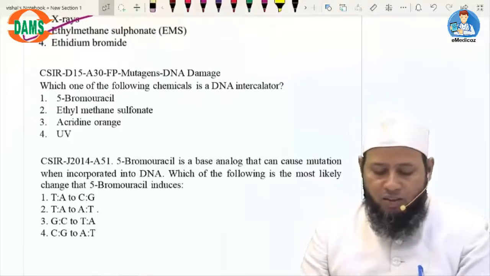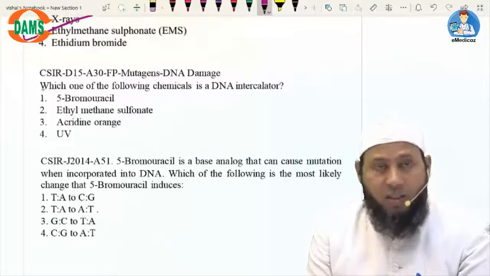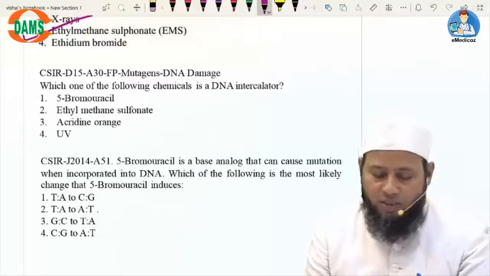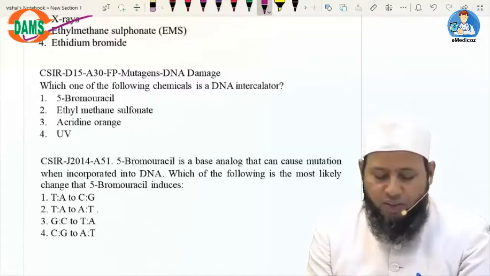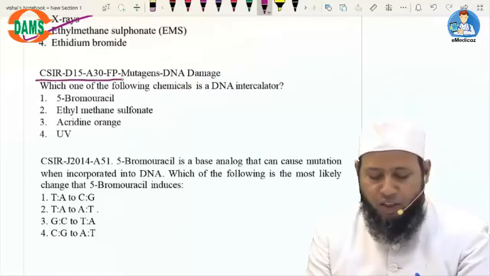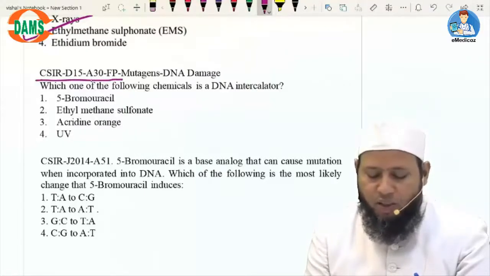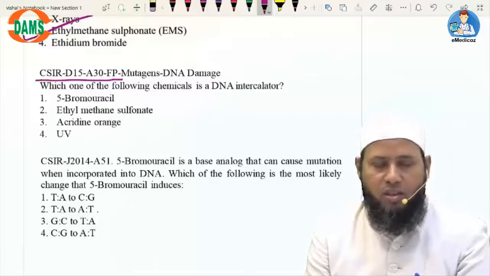Another question is from CSIR. All of these questions are CSIR questions. For your reference, a number has been given: CSIR December 2015, booklet code A, question number 30.